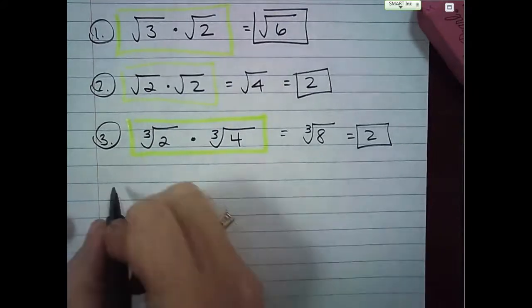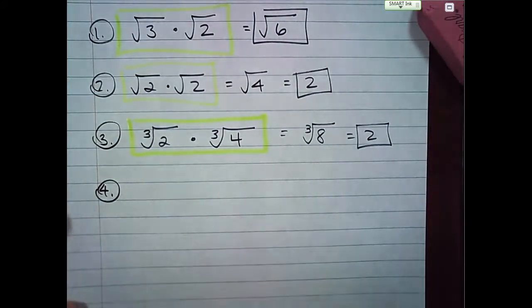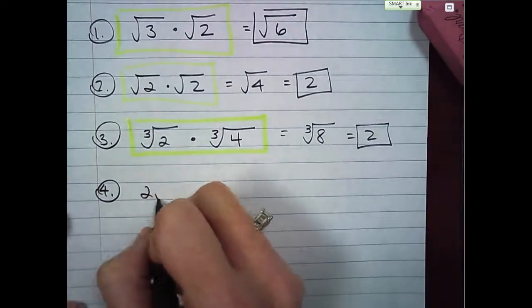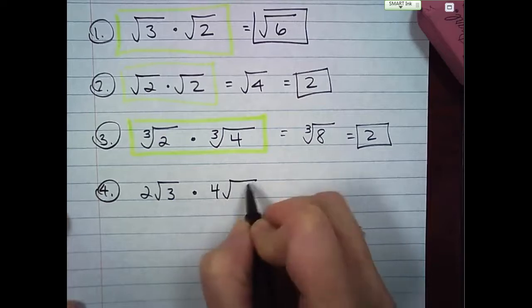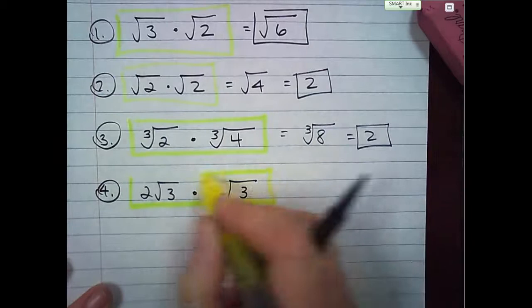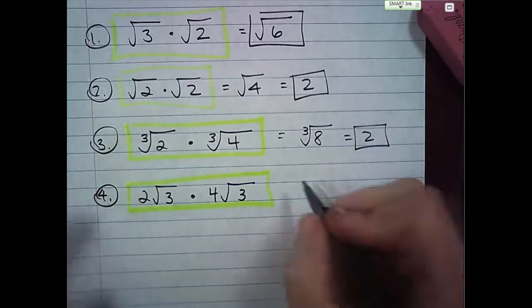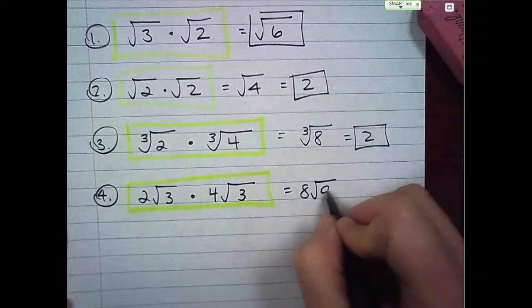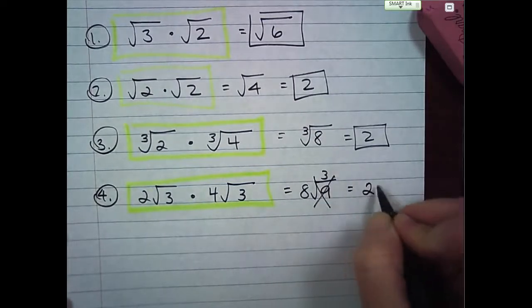All right, the next one. What if we did 2 times root 3 is 4 times root 3? Outsides, insides when you multiply. So 2 and 4 make 8, and 3 and 3 make 9. But you can simplify. The square root of 9 becomes 3. The answer is actually 24.